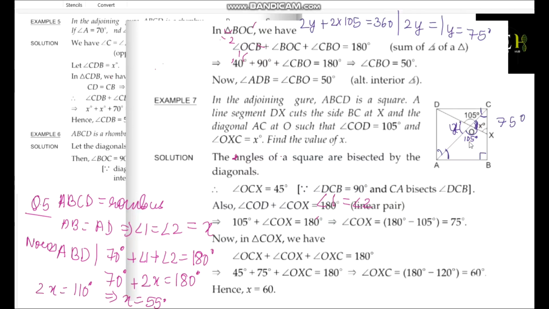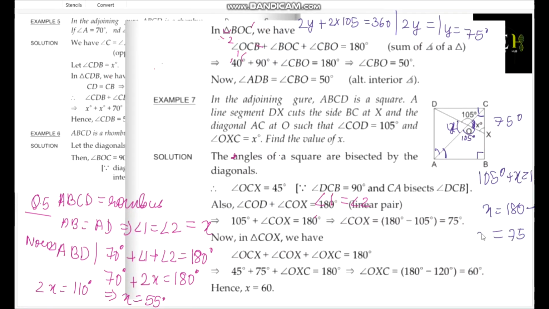This x plus your 105 is also making a linear pair. So I can also do this one, beta ji. 105 plus x is equal to 180 degrees. So x is equal to 180 minus 105. So tell me the value. 75 degrees. That is also very good. x is found. It is very easy. There is no need to approach it in such a long way.